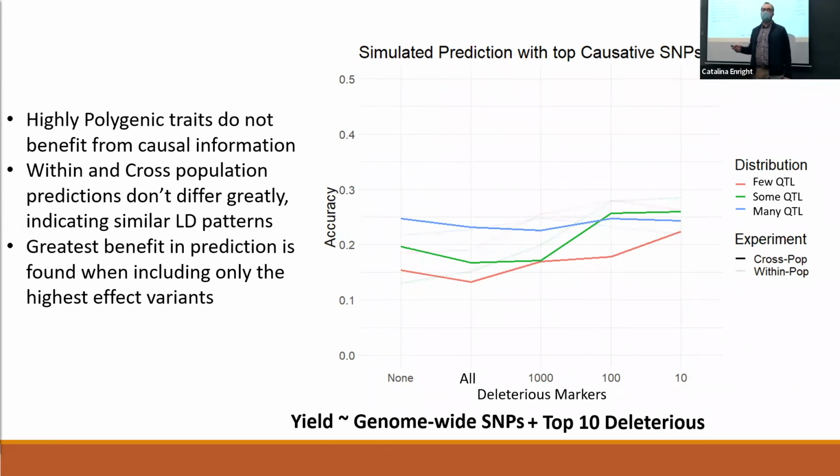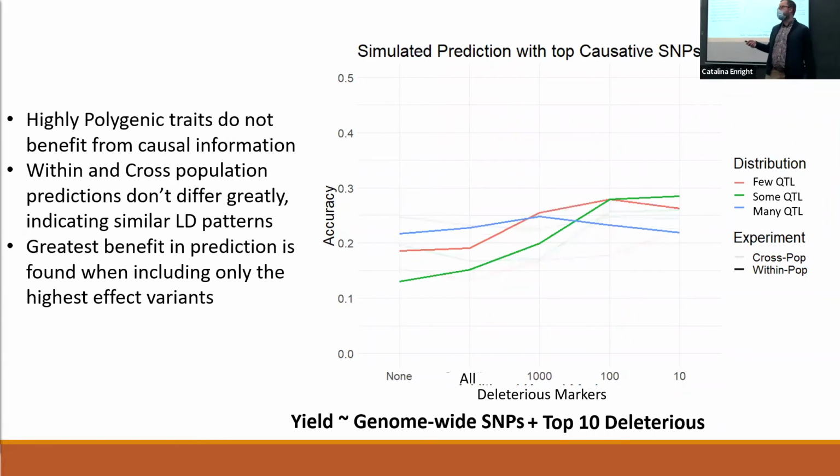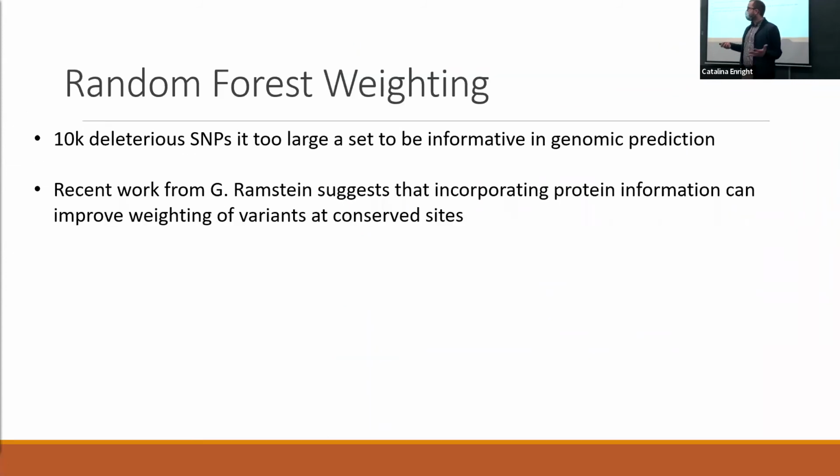So I look at the within population as well, and I expected this to be different from the cross, but it looks very similar. So maybe my LD patterns aren't quite as different as I thought they might be, or this is just one iteration of a simulation. I'm trying to perform more to get a better grade of what this should look like. So that kind of leads us to say, well, 10,000 once again is just too big a set, and how can we get a better graded scale of what's the highest impact?